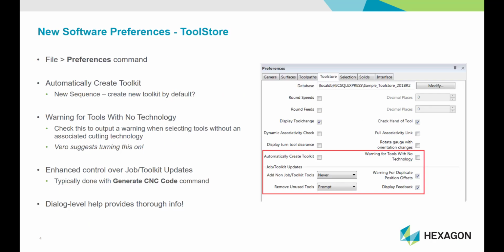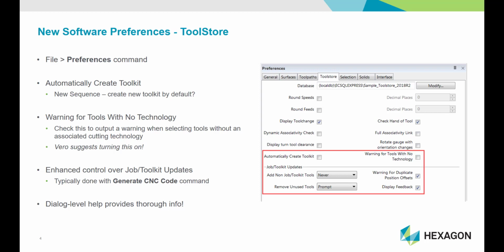When you go up to the File menu and choose Preferences, you have a dialog box that controls many of the behind-the-scenes behaviors in the software. There's a lot of adjustments that we can make. There are some new preferences available on the Tool Store tab that address some things that many users have suggested. We want to point those out to you. The Help button that you'll find in the lower left corner of the Preferences dialog has more explanations on these, as well as in the What's New document, but we want to highlight a couple here.